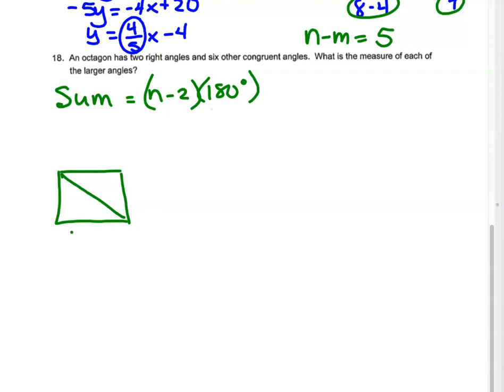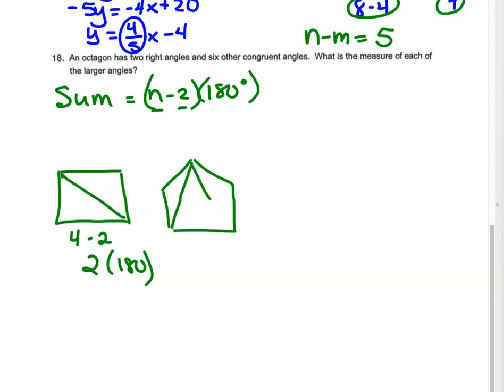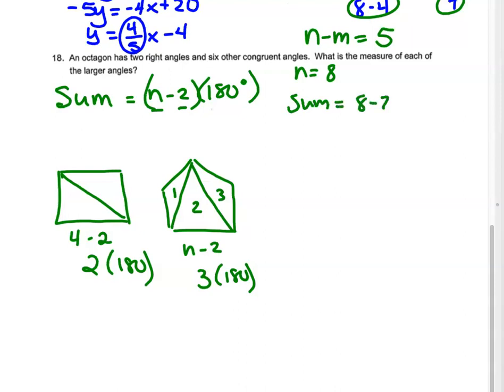So there were 4 sides, but we can only make 2 triangles, so 4 minus 2, 2 triangles, each is 180. If we had a pentagon, we can make 3 triangles. Again, it's n minus 2, so 3 triangles times 180 to get the total measurement of your angles. So if we have an octagon, that means n is 8. So the sum of all of the angles would be 8 minus 2, or 6, times 180. 6 times 180 is 1080, but that's the whole octagon.